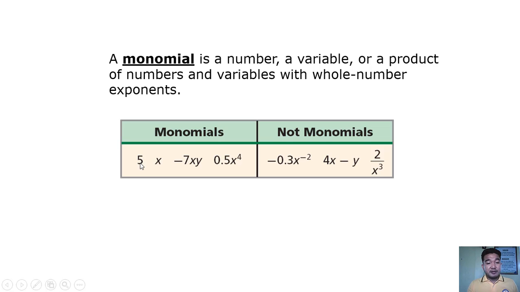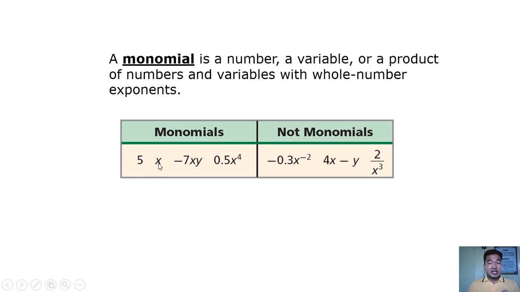We have 5, that's a monomial. Then we have x, a monomial. Then we have negative 7xy, monomial. Then we have 0.5x to the 4th, monomial yan. Kasi kung mapapansin niyo yung exponent ng lahat ng variables natin, whole number.